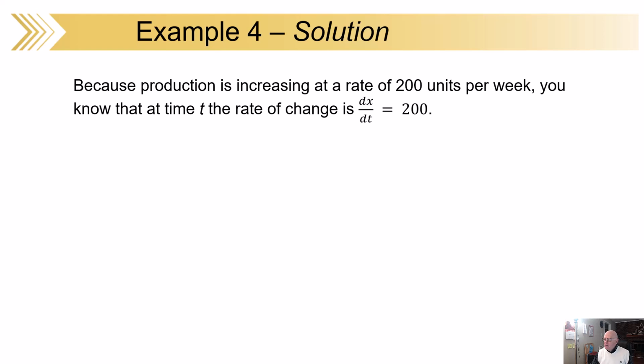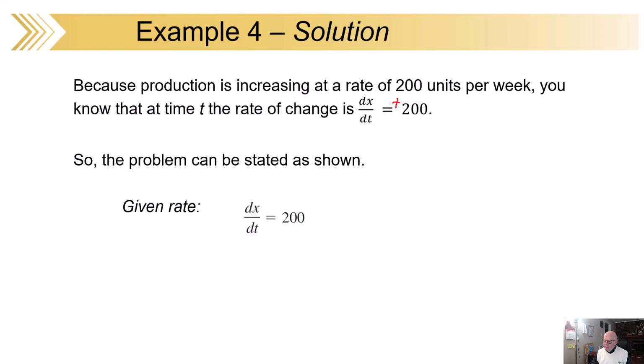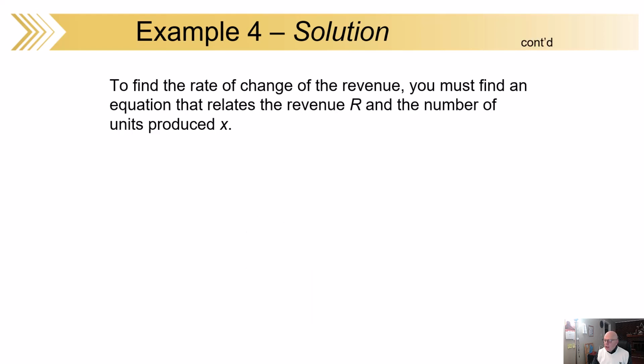So here we go. Production is increasing at 2,000 per week. So this is a positive 2,000 for dx/dt. Remember, it's with respect to t. So here's our problem. Here's our given rate. That's given in the question. Here is what we're looking for. And to get that, you need some kind of an equation that puts R and x together in the same equation. Well, here's our equation.